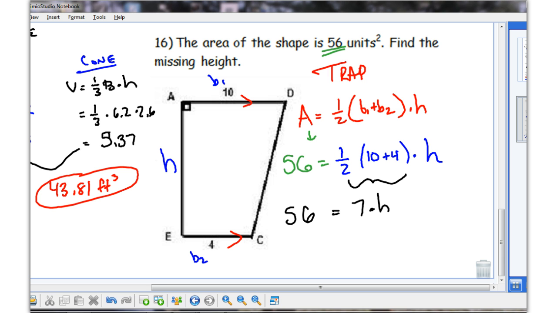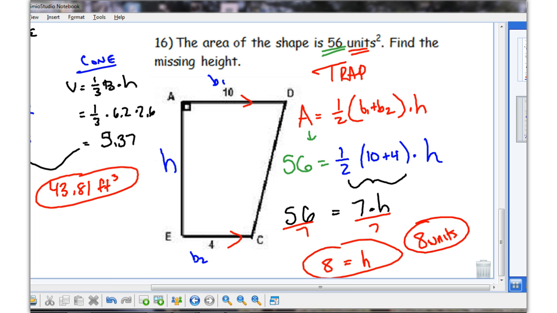And then this essentially means 7 times what number is 56. To find that out, you divide by 7, and you get 8. So the height is 8. And it just said units squared at the top there, so it's just going to be 8 units. Not units squared or cubed here, because we're just finding a height.